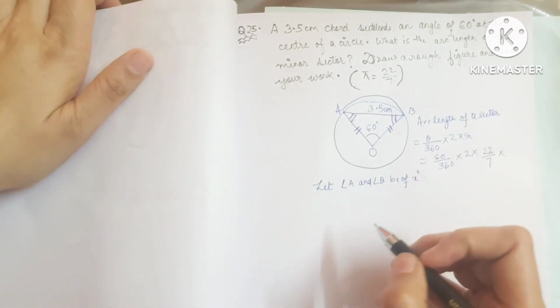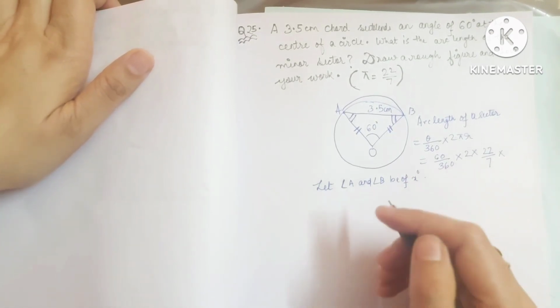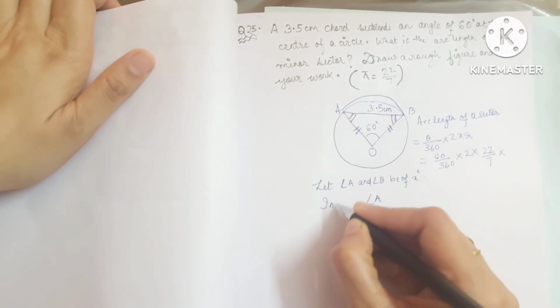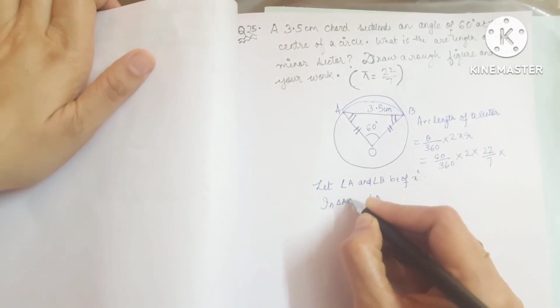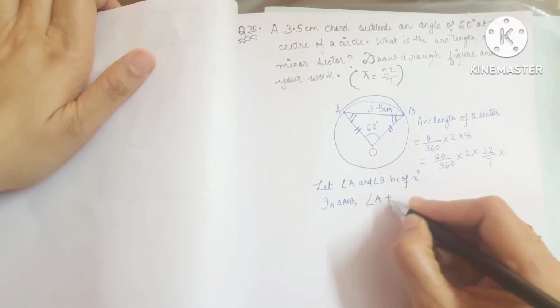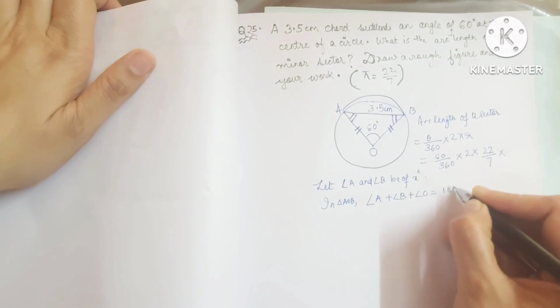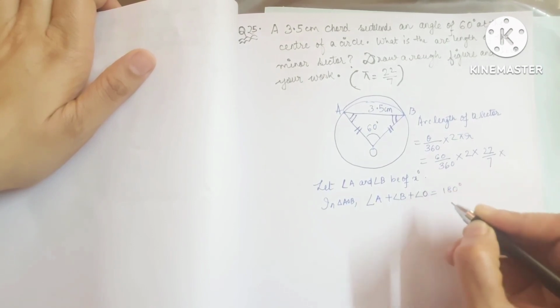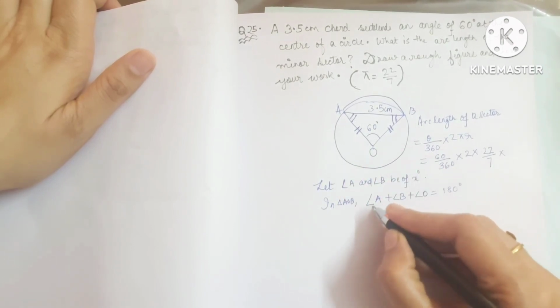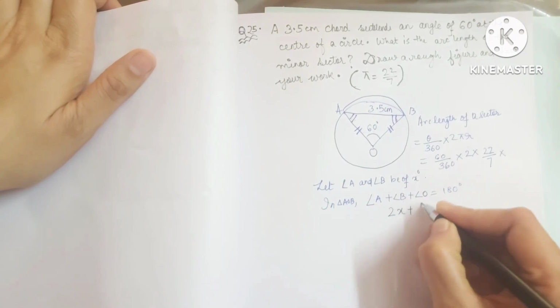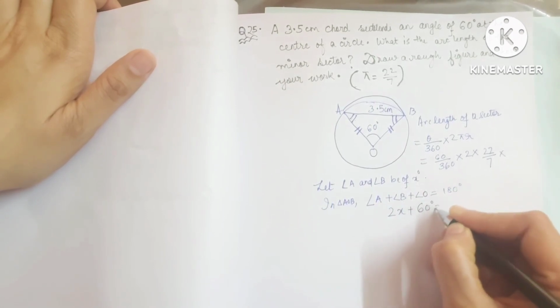Then by the triangle angle sum theorem, what is the triangle angle sum? In triangle AOB, angle A plus angle B plus angle O is equal to 180 degrees. Now instead of angle O, I can write 60 degrees, and instead of A and B we can put x, so it will become 2x plus 60 is equal to 180.